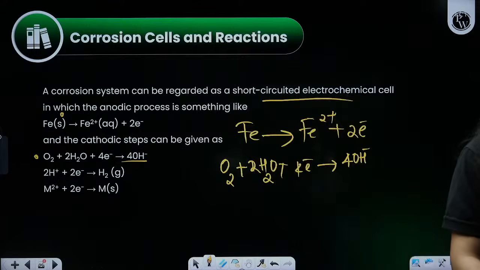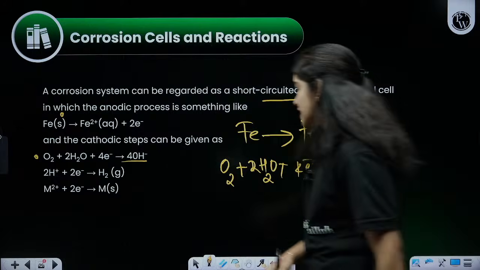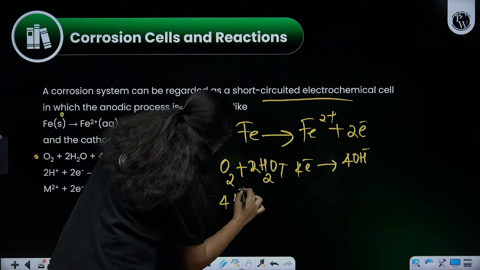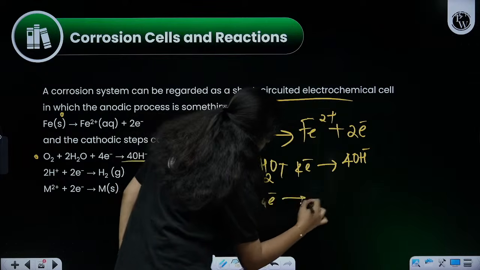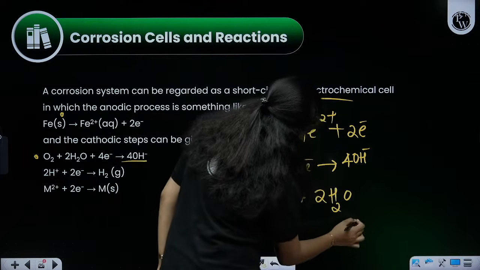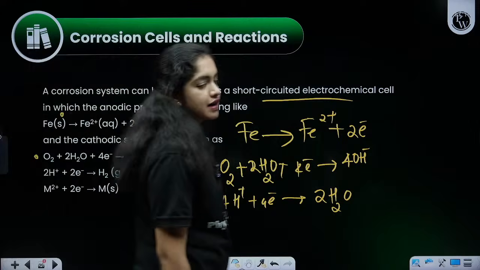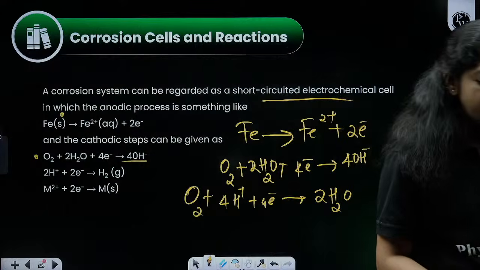So instead of the second equation, we can write O2 plus 4H+, I will write the other equation. O2 plus 4H+ plus 4 electrons will change into 2H2O. So this is the final equation, and when we combine these two equations, what will be the final equation? Can anyone write the final equation?